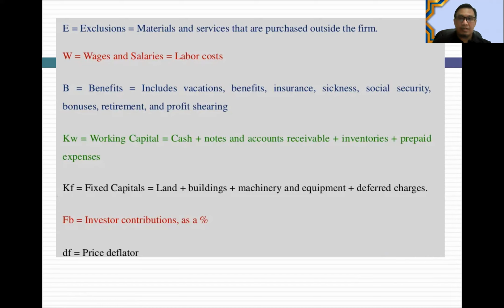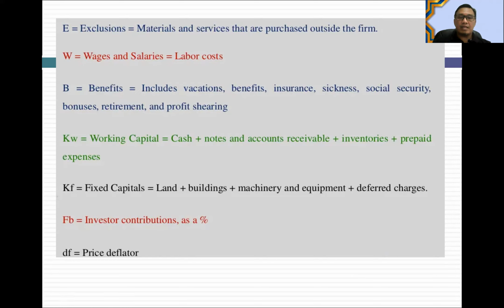Social security and retirement: in some places in Australia, if we hire people, we have to pay what they call super. Super is a kind of contribution from the organization for the retirement of the employees. That's a benefit. And then KW is working capital.